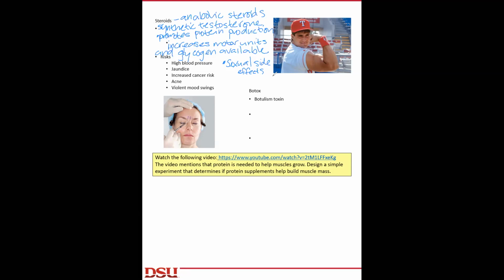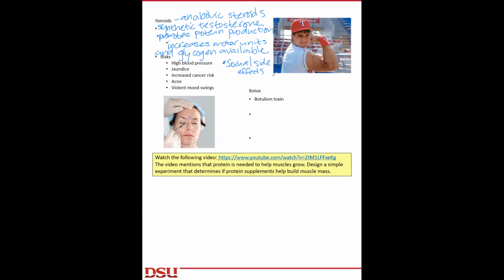And some of them, like the acne, mood swings, stuff like that, you can associate with what's happening during puberty, because it is a secondary, well, actually in this case, it's a primary sexual hormone that is responsible for primary and secondary sexual characteristics. Okay.